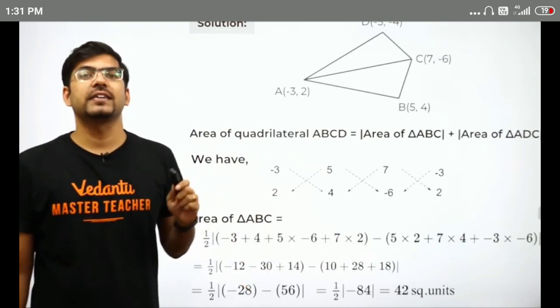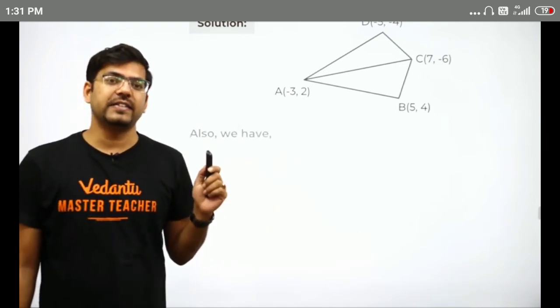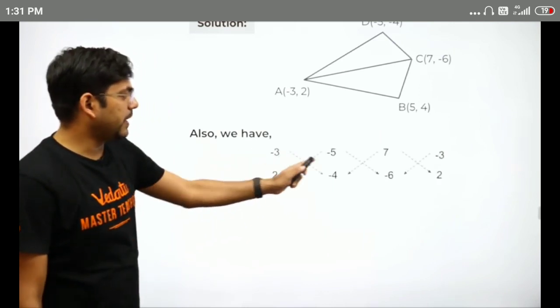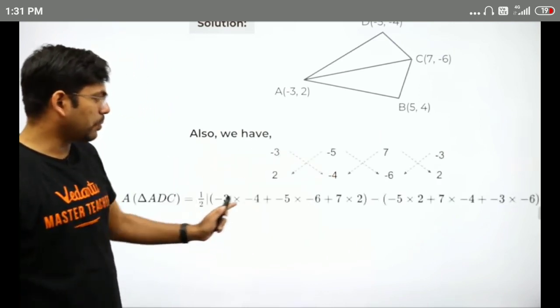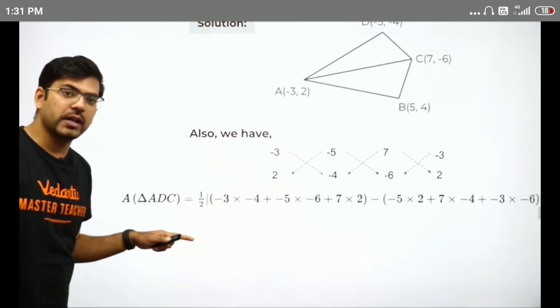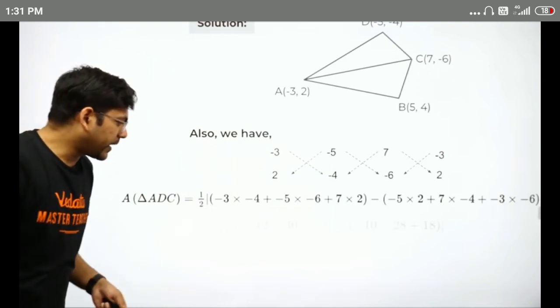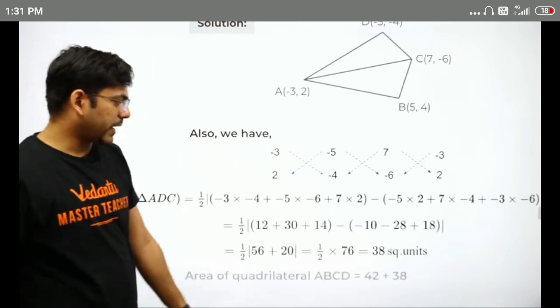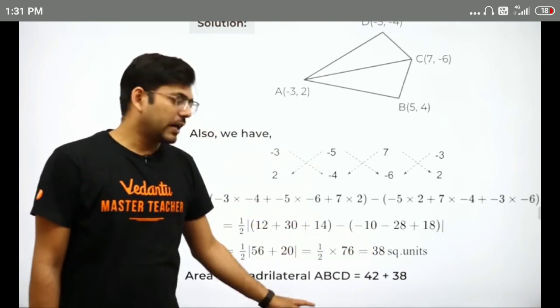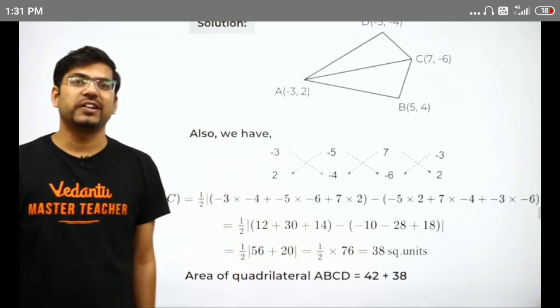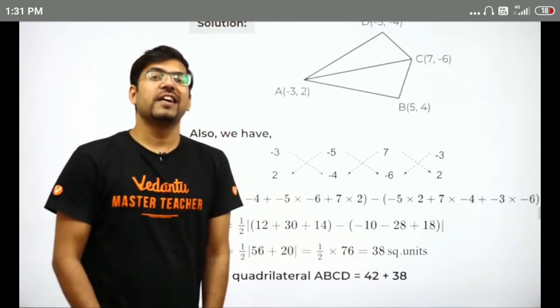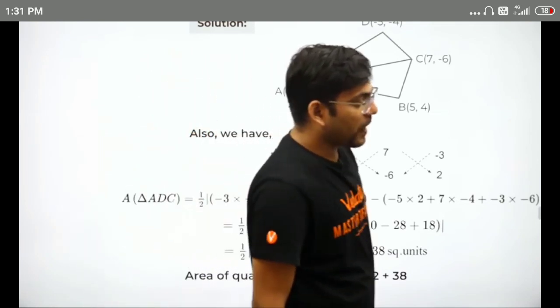Now coming to the next. The next is triangle ADC area. Triangle ADC area will be again in a very similar fashion, and hence putting all the values and calculating it, you will be getting the value. I'm just writing it down directly, 38. So this is 38. Now add both of them, 42 and 38, and you will be getting the final value. That is nothing but 80.